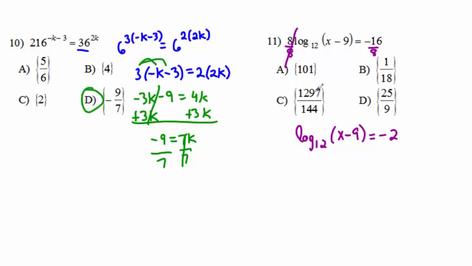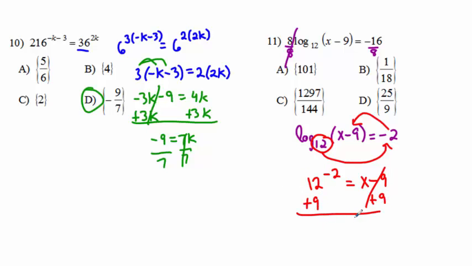I'm going to rewrite this without my logarithm. This is going to be a good strategy to remember in general, is that I can take this and say it's 12 to the -2 equals x minus 9, which is helpful because we can find 12 to the -2 on our calculator and then add 9. And if we do that on our calculator, it'll give us a decimal, but then you press math enter on the TI 80 whatever, and it tells you it's 1297 over 144, which is C.